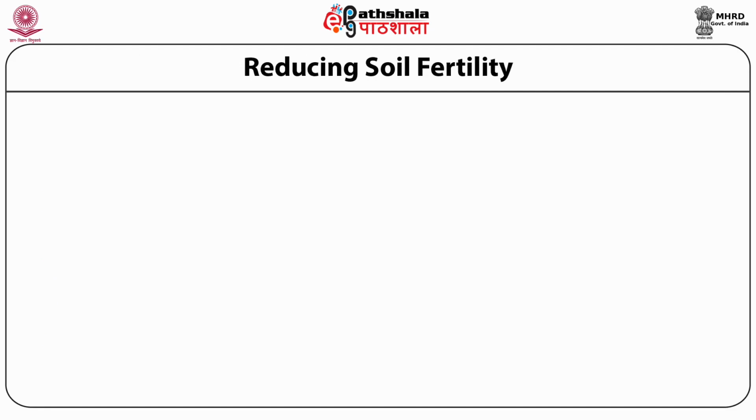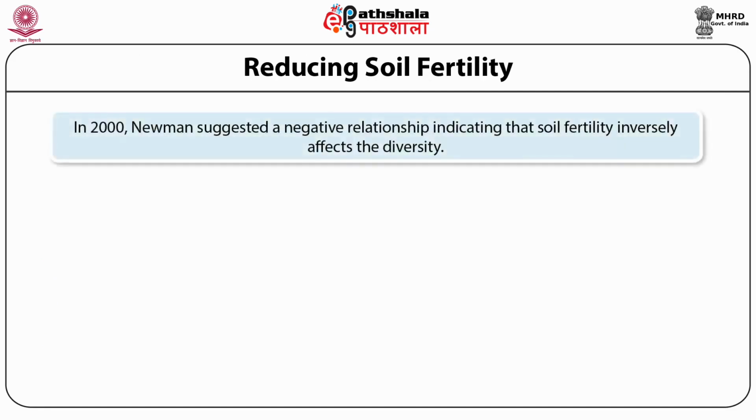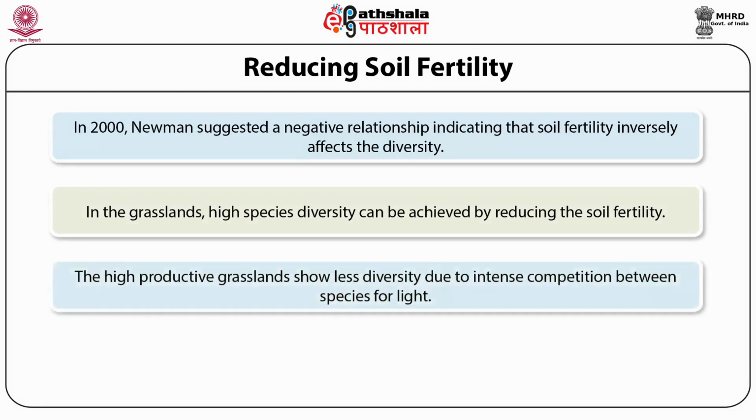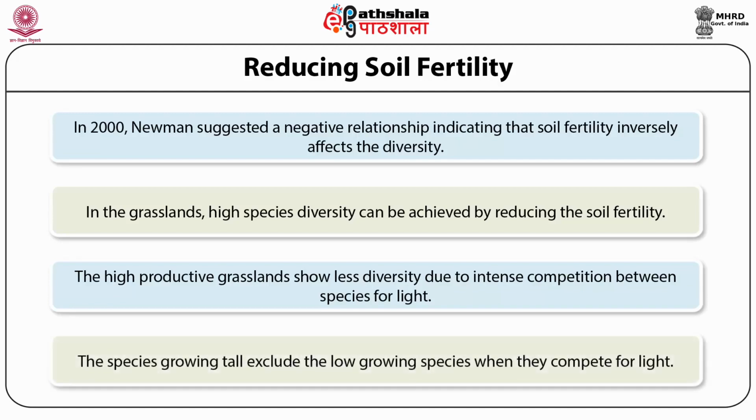5. Reducing soil fertility. In 2000, Newman suggested a negative relationship, indicating that soil fertility inversely affects diversity. In the grassland, high species diversity can be achieved by reducing the soil fertility. High productivity grasslands show less diversity due to intense competition between species for light. The species growing tall exclude low growing species when they compete for light.